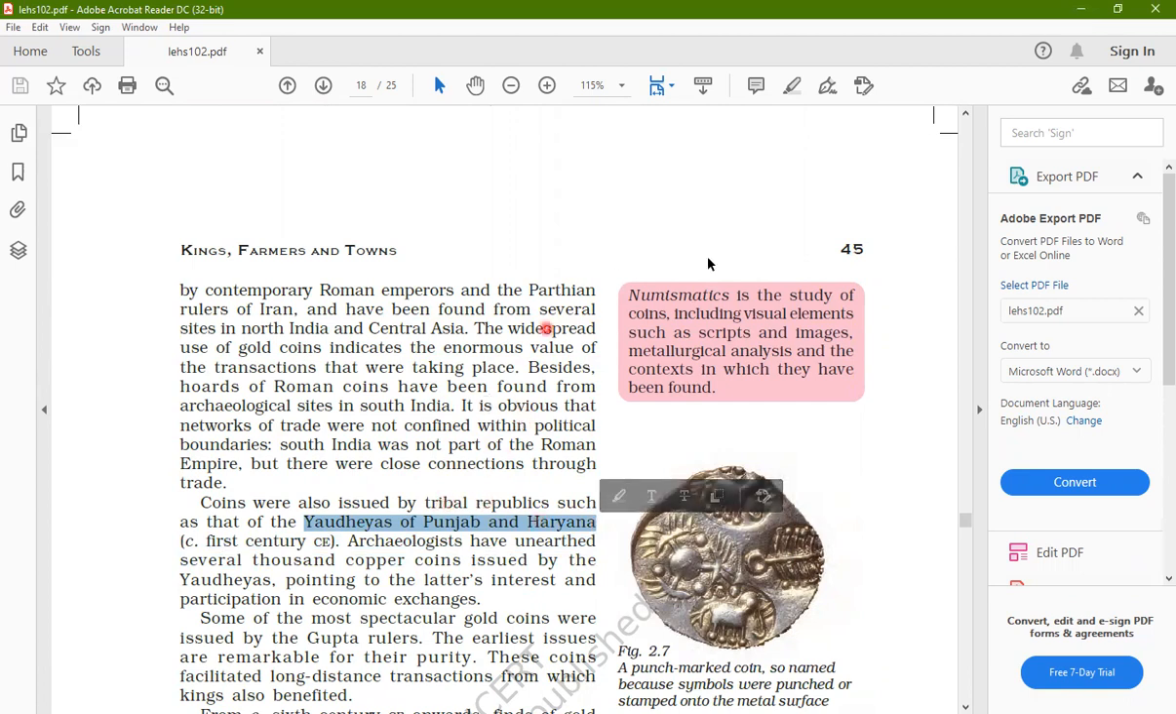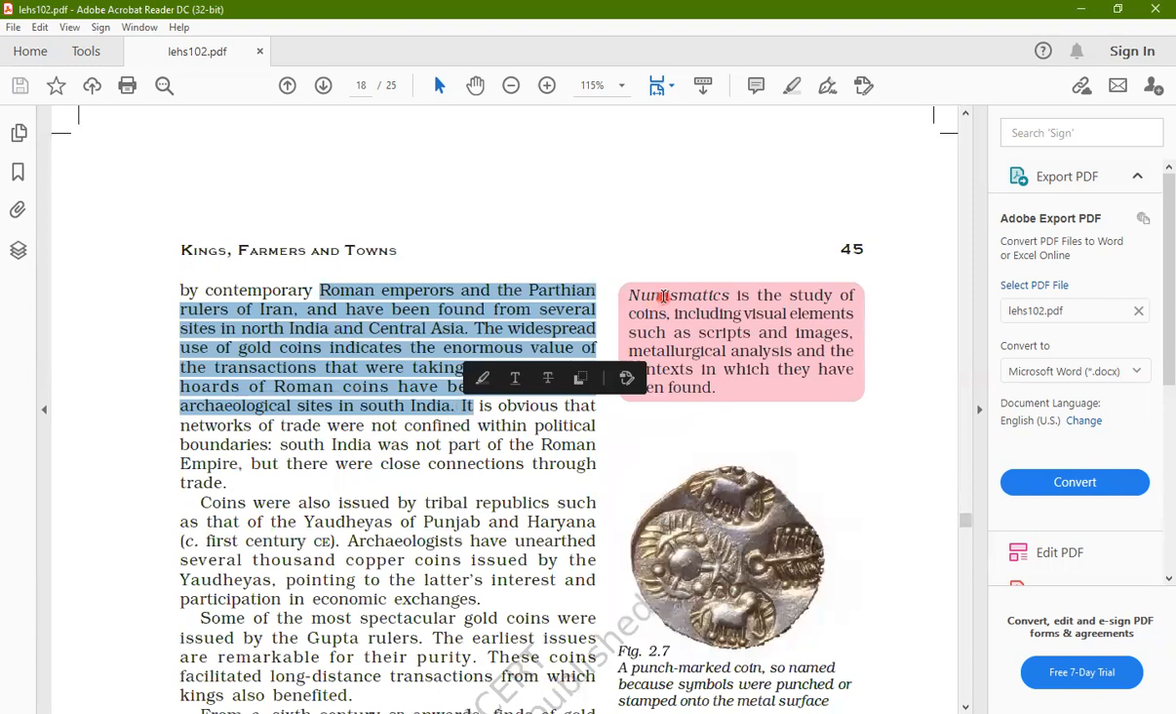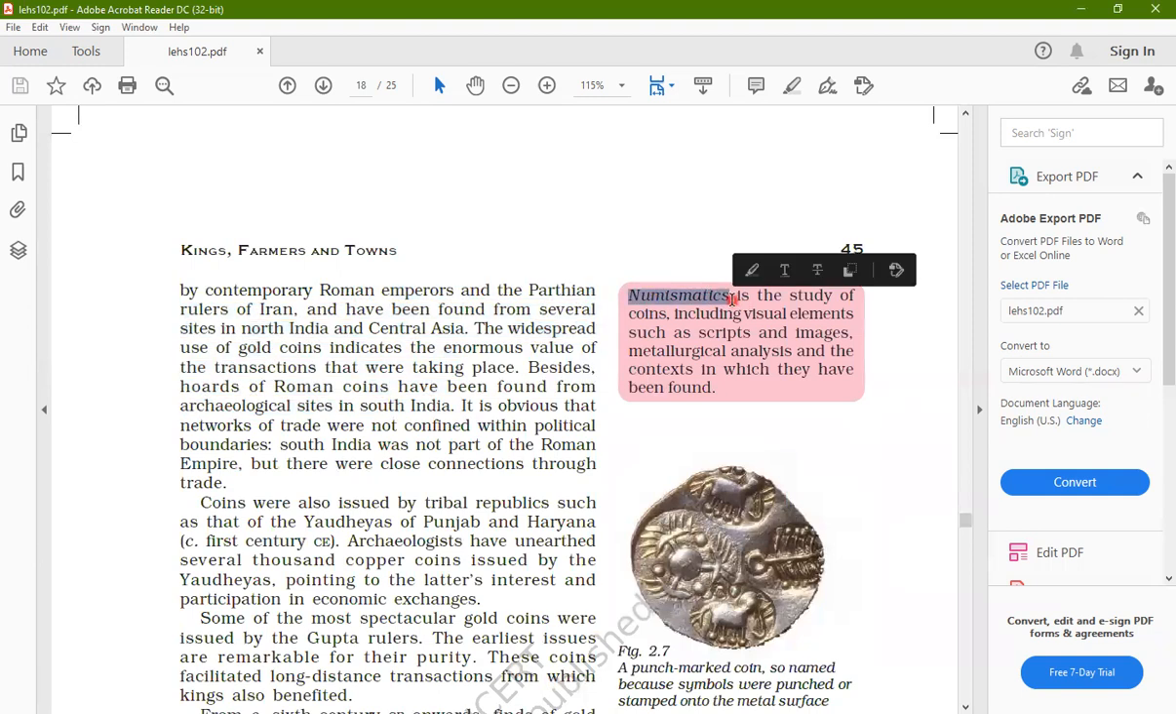Hordes of Roman coins have been found from South India. Here you can see in this paragraph. What is numismatics? It is the study of coins that includes visual elements.